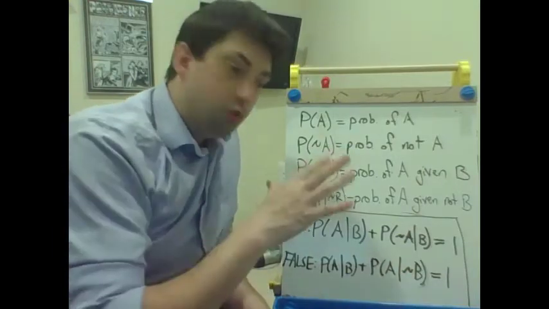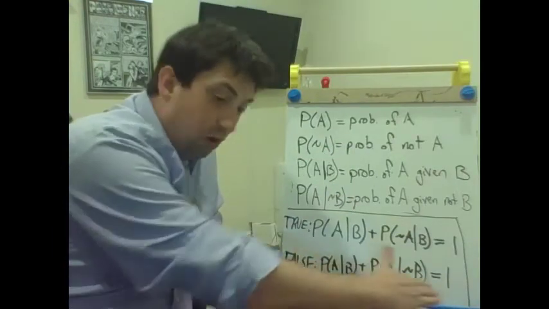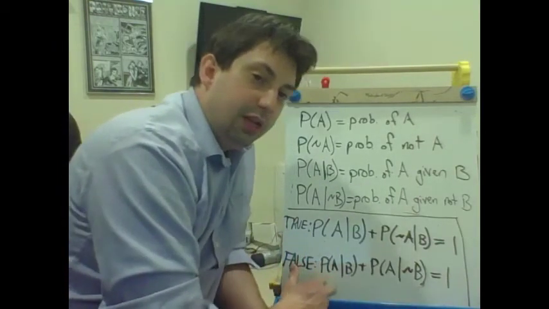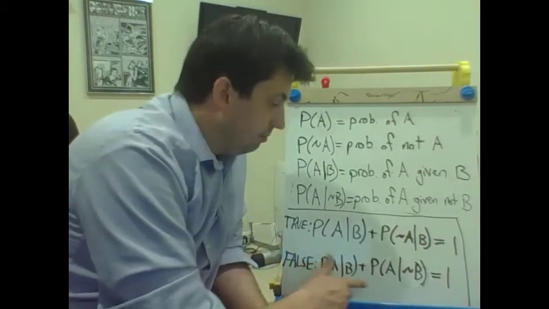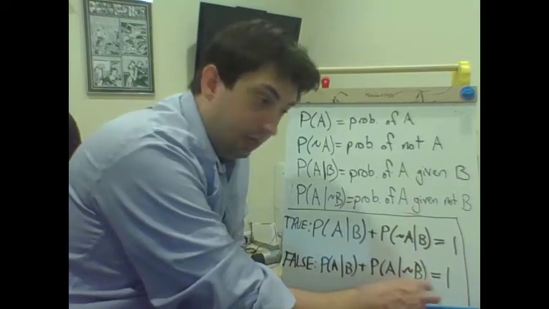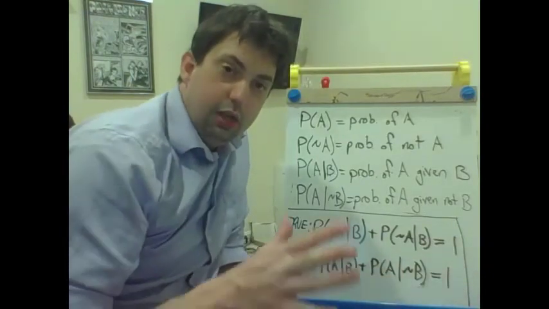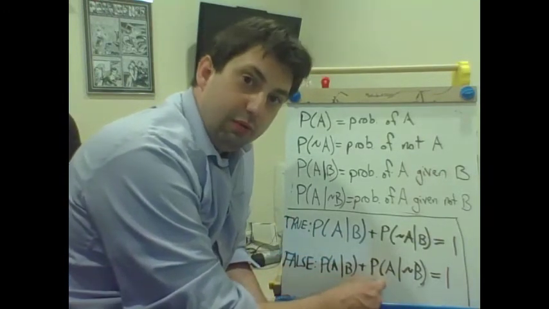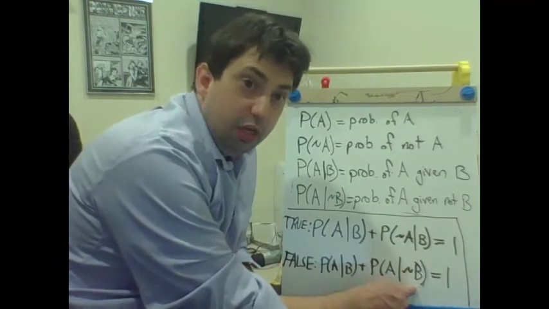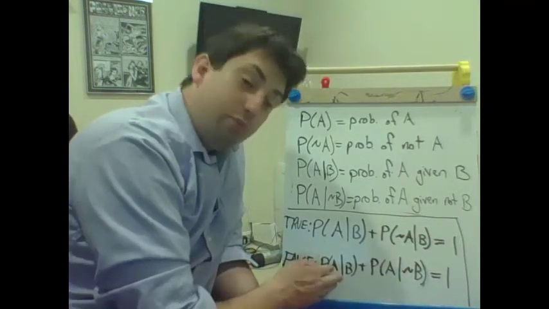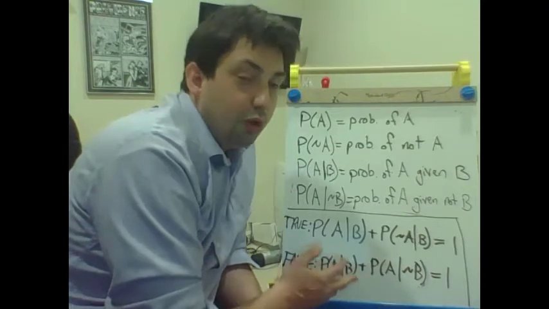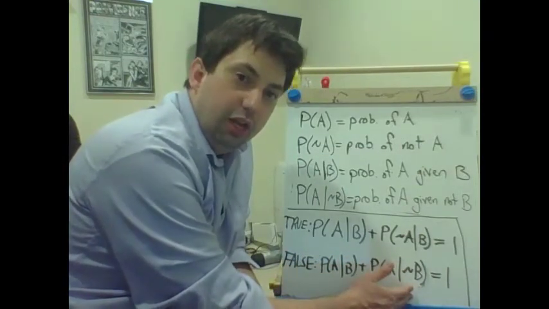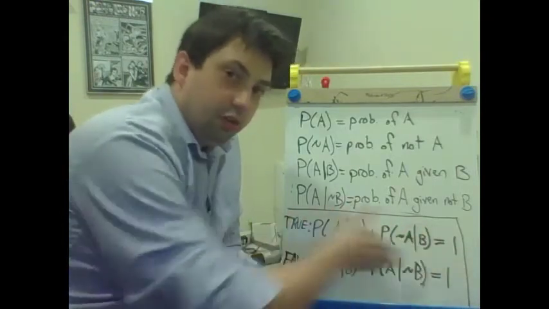That's 100% chance. Now you cannot do the same thing here. It would be false to say the probability of A given B plus the probability of A given not B equals 1. No. The probability of it raining, assuming it's spring, plus the probability of it raining, assuming it's not spring, is not 100%. It can be 20% over here, assuming it's spring, and maybe only 10% over here, assuming it's not spring. That doesn't equal 1. This is not true.